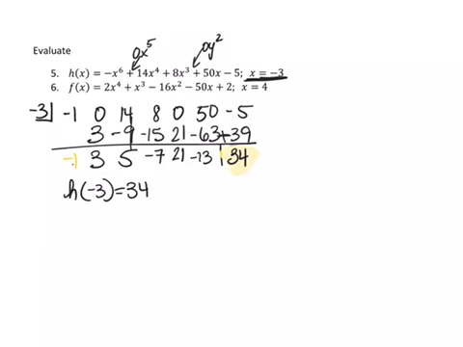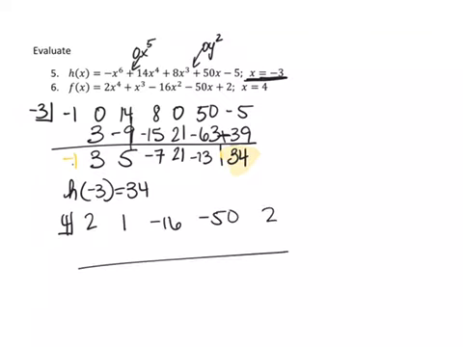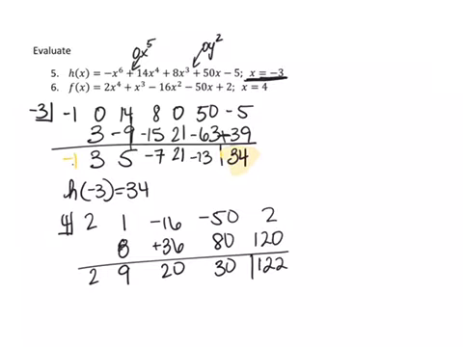All right, let's do number 6. We're going to plug in positive 4. 2, 1, -16, -50, and 2. We don't have any missing terms, so we don't need to add in any zeros. Bring down the 2. 2 times 4 is 8. 1 plus 8 is 9. 9 times 4 is positive 36. -16 plus 36 is 20. 20 times 4 is 80. -50 plus 80 is 30. 30 times 4 is 120, and 120 plus 2 is 122.